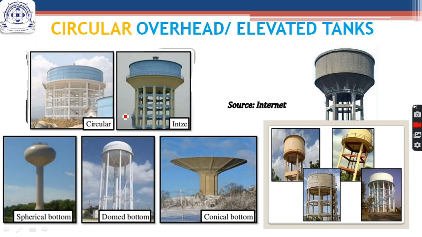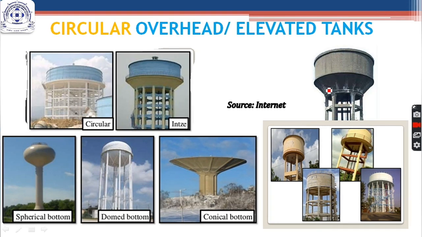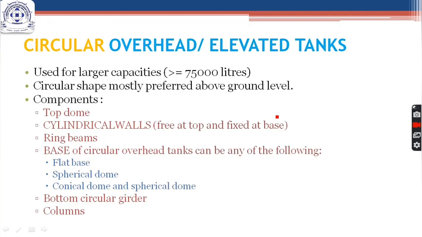Next are circular elevated water tanks, which are generally most preferred. As you can see here, these are the different kinds of circular elevated tanks which can be provided, and they are also of different categories depending on the different components in the tanks. For example, in this type of circular tank, the bottom is flat. In this type of tank, the base is inclined and spherical at the bottom. So there can be different types of circular water tanks also. These are provided for larger capacities of more than 75,000 liters and are the most preferred choice for elevated tanks.